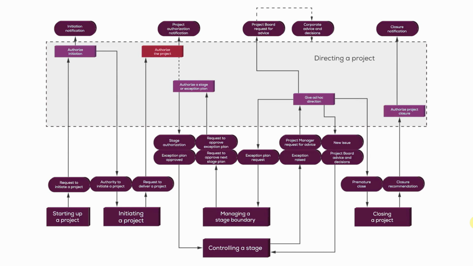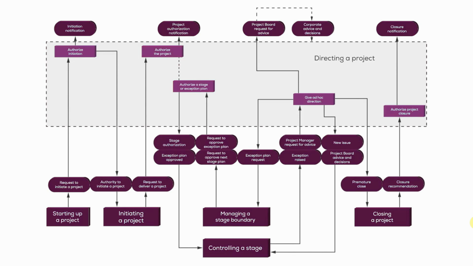So the managing a stage boundary process would then run its course, and the outputs would be submitted into the third activity called authorize a stage or exception plan. Now, the little dotted line that's shown in the directing a project process over here that joins these two activities together basically tells you that the moment that the second activity, authorize a project, takes place, we should then move on to the third activity, meaning to authorize a stage plan that's been created in parallel by a separate process.